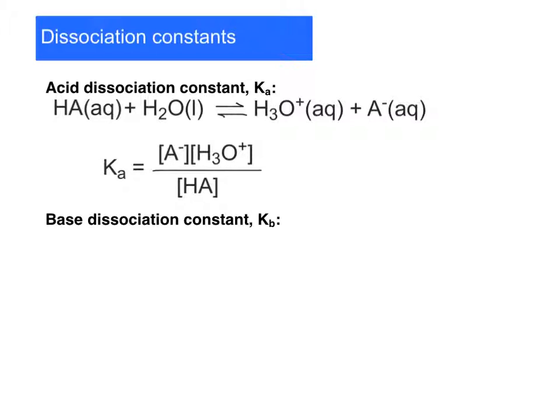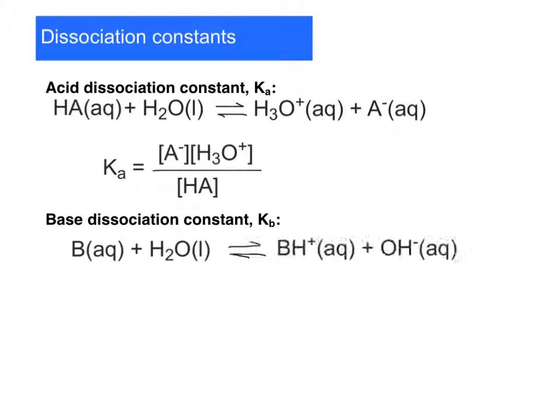All right, and then we can do the same thing for a base. So the base dissociation constant is based on the equation B + H2O yields BH+ plus OH−. And so we can then write our equilibrium expression as the concentration of BH+ times the concentration of OH− divided by the concentration of B, where B is our base and A is our acid up here. Okay, so this is just an introduction. We're going to do lots of practice problems with these, and so you can get really good at them.